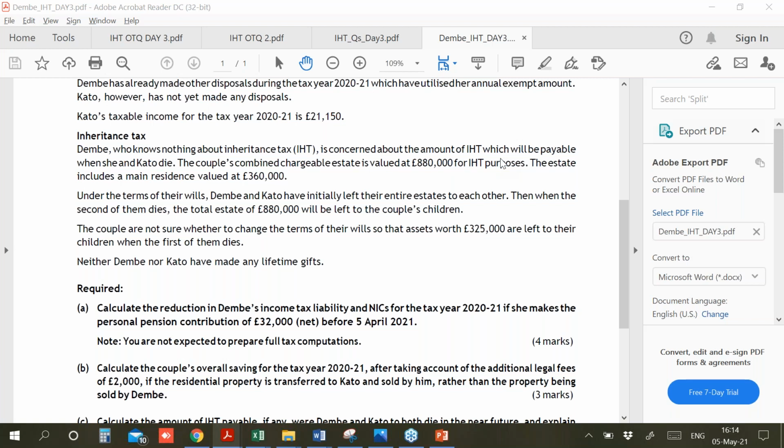Now, as far as the tax liability is concerned, I have told you that they will be able to save some tax. But as far as the NIC is concerned, I want to tell you one more important point. By making the personal pension contribution, he'll be able to save the tax, but will he be able to save the NIC as well? Yes or no?